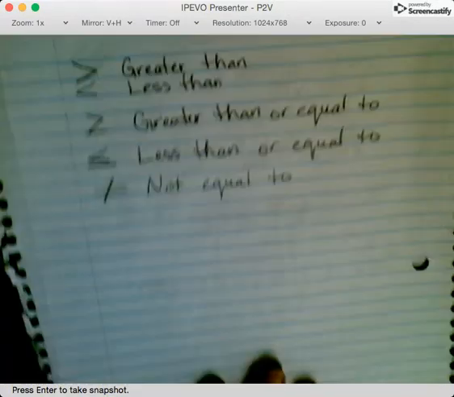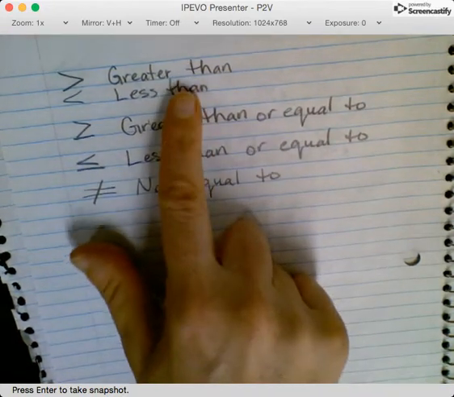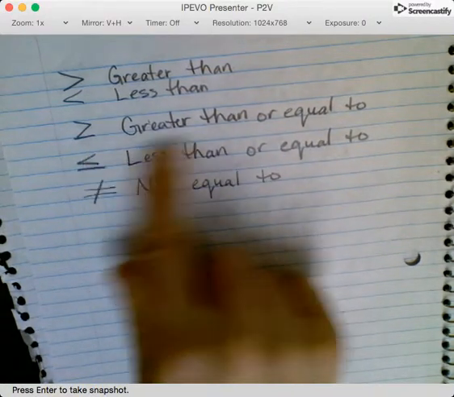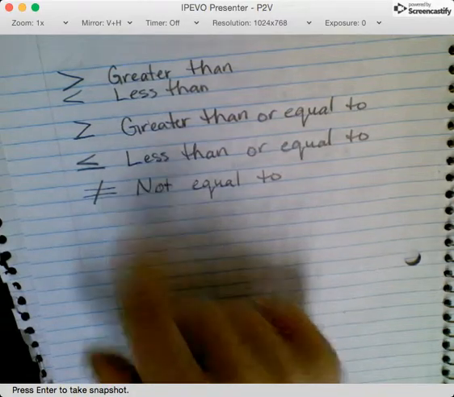Hi, this is Miss Goodale, and today I'm going to be talking about writing an inequality. Before we get started, I want to review some of the symbols that we went over in the last video. We have greater than, less than, greater than or equal to, less than or equal to, or not equal to.